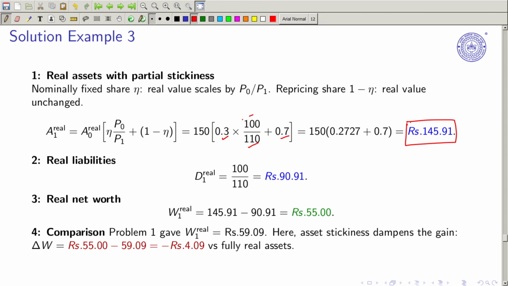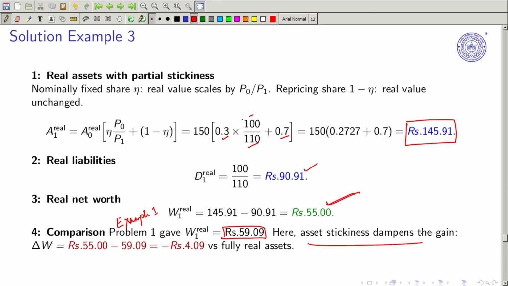Now in terms of real liabilities that we have assumed, this is what example 1 is that we have here. Now in terms of the real net worth, what we are seeing is that we are having an increase by rupees 55, right? So if you remember, real net worth was 59.9 in example 1. So this is what we have here as example 1. And with asset stickiness, you can see it comes down again. So this is what it implies.